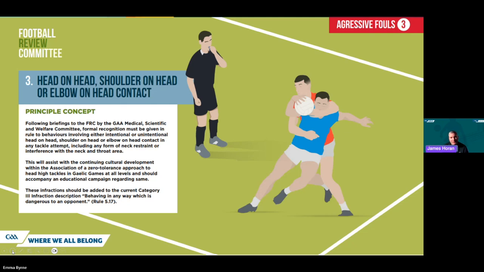So another addition is the head-on-head, obviously from the Scientific and Medical Committee, some recommendations. This would be where there's a foul or a free or contact on head-to-head, shoulder-on-head or elbow-on-head contact in any tackle attempt, including any form of neck restraint or interference with the neck and throat area, will be an offence. So these infractions should be added to the current Category 3 infraction description, behaving in any way which is dangerous to an opponent.